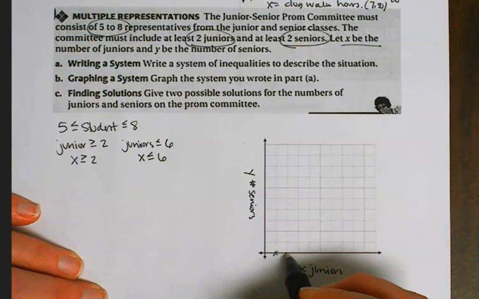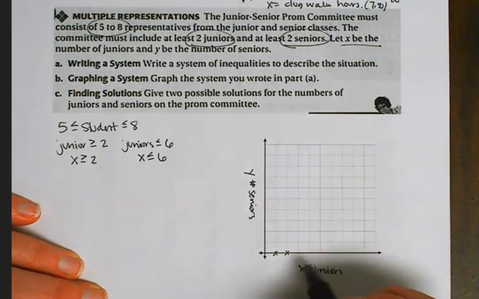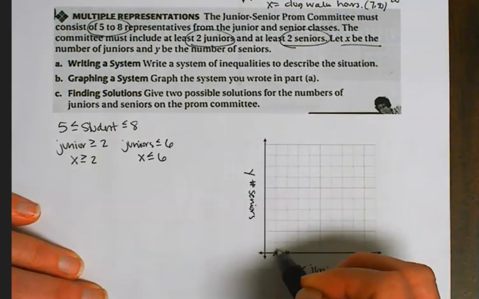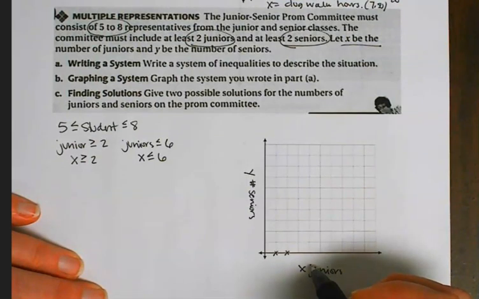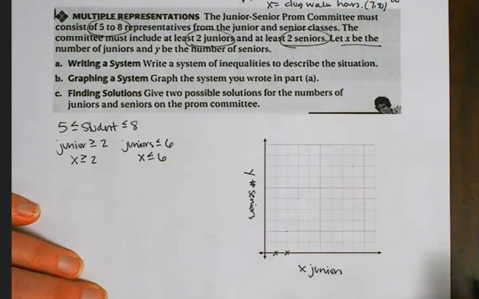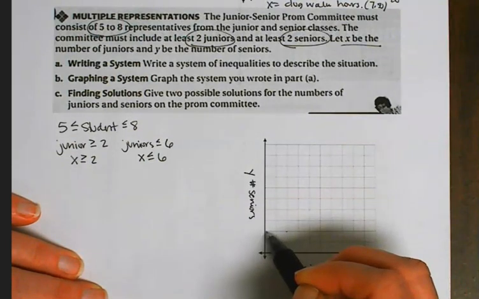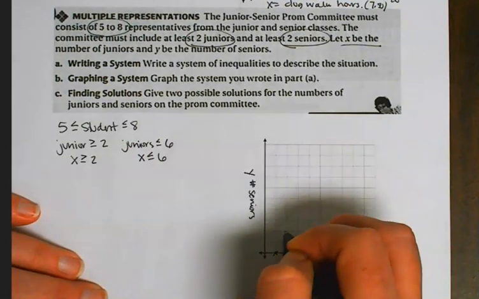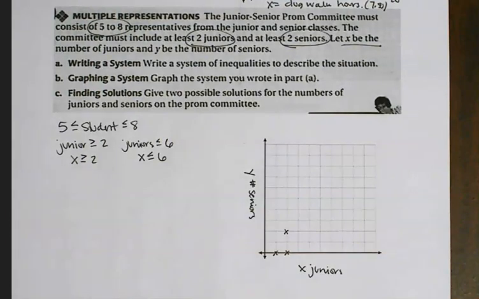If I have 2 juniors, that's good, but that's still just 2 people. That's not enough. So I need to go up, right? I need to have at least 2 juniors and 2 seniors. I'm going to start here. Is that value a value? Well, 2 plus 2 is 4, and I need to have 5 students. So this one doesn't work. So another entirely good way to work this problem is to just try some numbers. Make a chart and see what works.